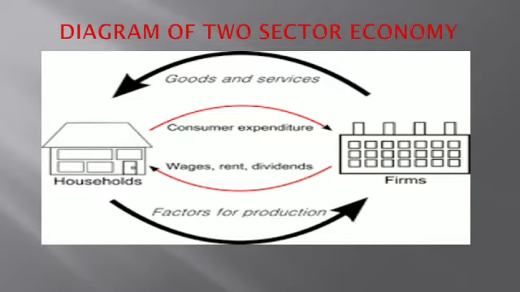Now in continuation to that, households are spending that money in the form of consumption expenditure and paying that money back to the firms by buying the goods and services produced by the firms. So here there are two loops. One is the outer loop, the other is the inner loop. This is the diagrammatic representation of your two-sector economy.